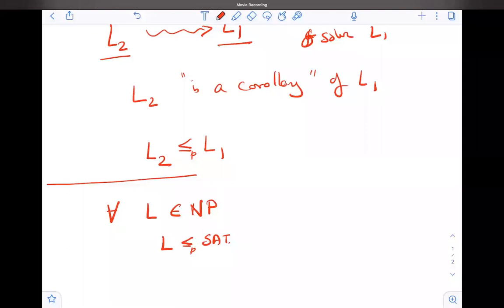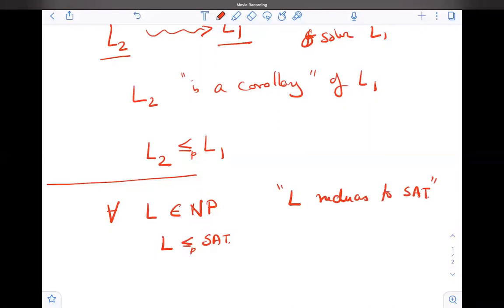So this is the notation, yes. This says that L reduces to SAT. Is this clear? Yes, sir.